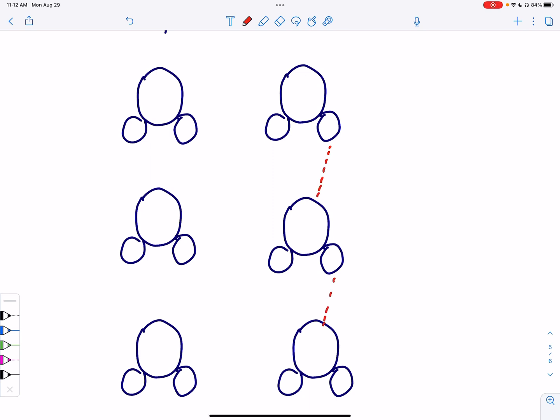Okay, and even though these bonds are weak, they're not able to be broken unless you add in kinetic energy, which is heat.